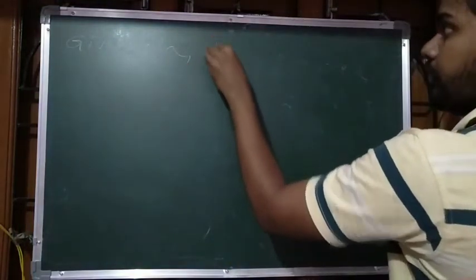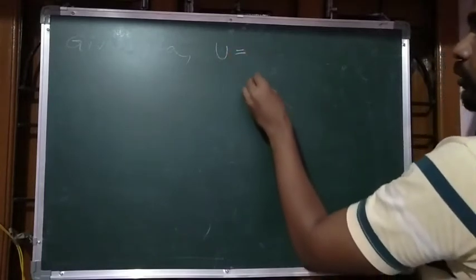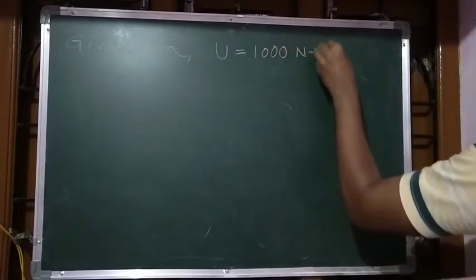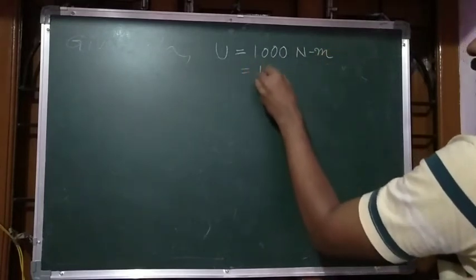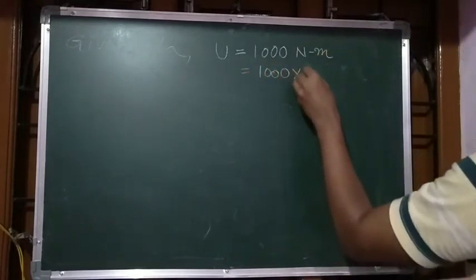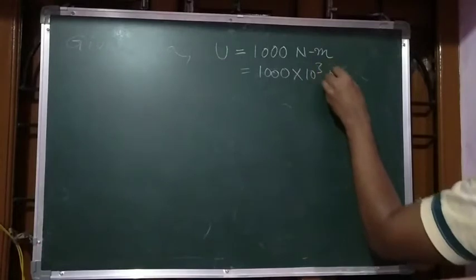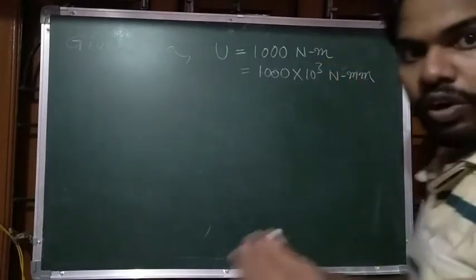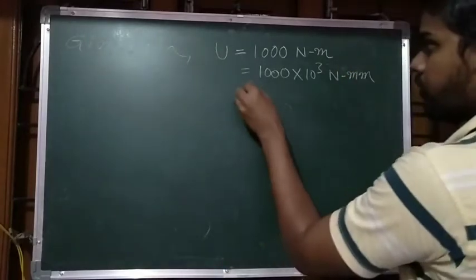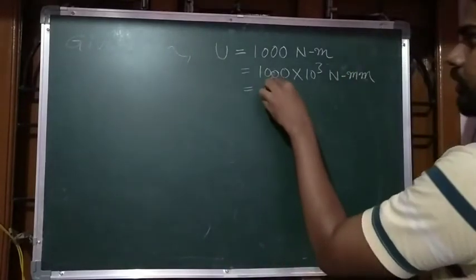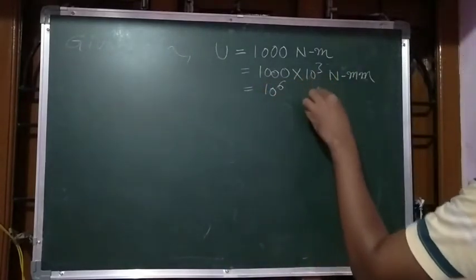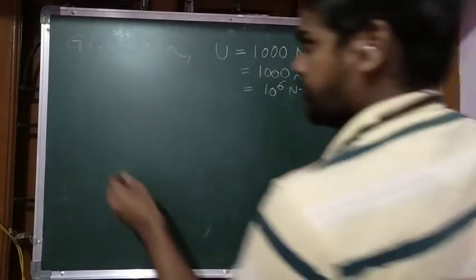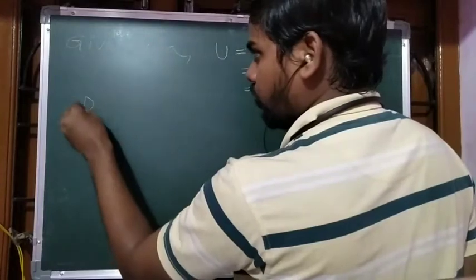Here, the energy stored U is equal to 1000 Newton meter. Just convert it into mm: 10 power 3 Newton mm. Convert Newton meter to Newton mm, because we are considering all units in mm. So in other ways, 10 cube times 10 cube, 10 power 6 Newton mm.